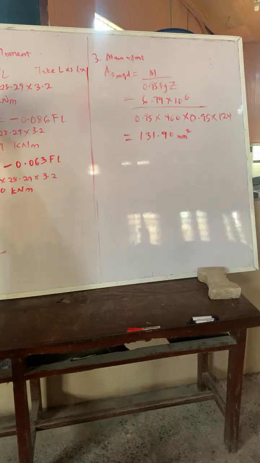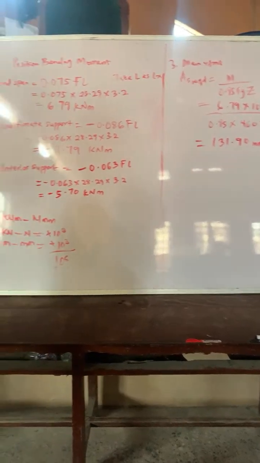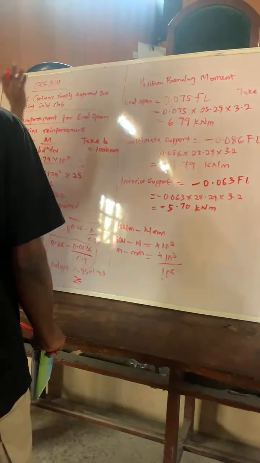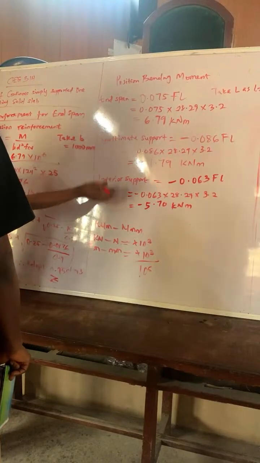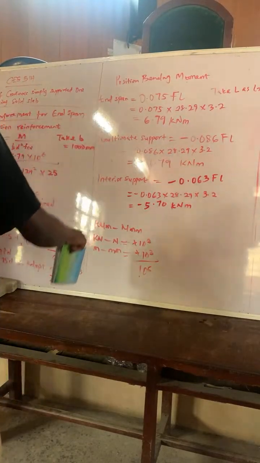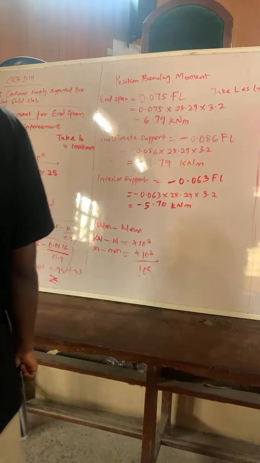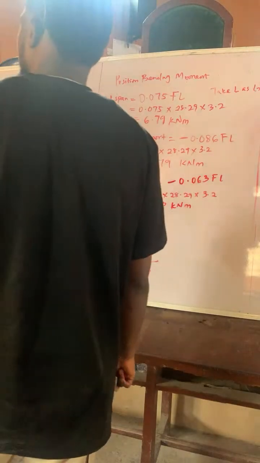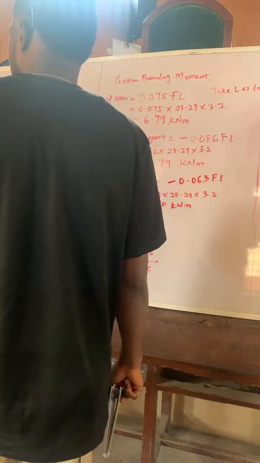After we are done with moment, we calculate for reinforcement. Now you are calculating for reinforcement for each of these. Then you now calculate your serviceability for only the mid span because of the exam. In real life, you calculate for everything.